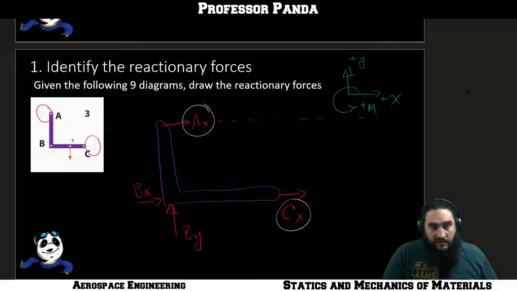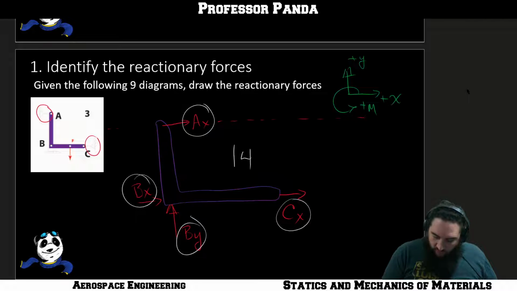If I need an AX, I'm going to assume that it's positive and to the right. And if I need a CX, I'm going to assume it's positive and to the right. The math will tell me later on whether I was right or wrong in my assumption. But to make things easy when I'm drawing free body diagrams, just make them all positive, make your life easier. So for this one, we have 1, 2, 3, 4 reactionary forces.